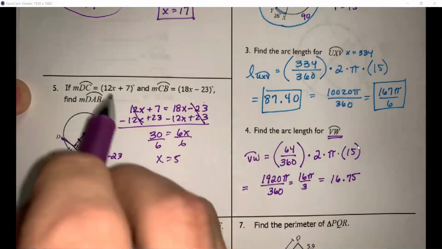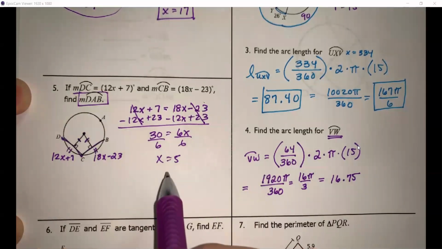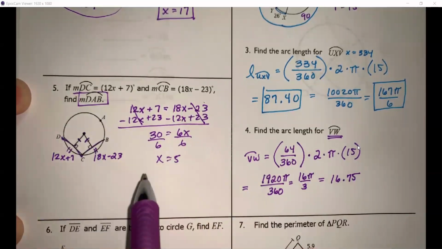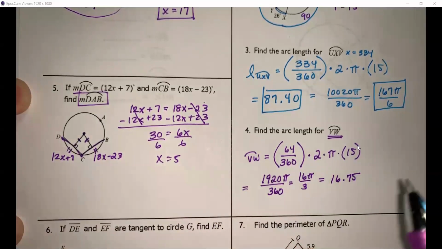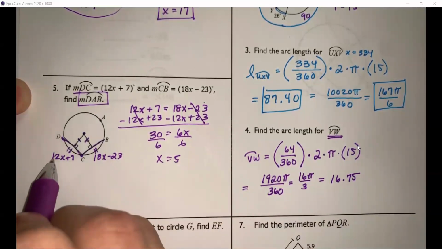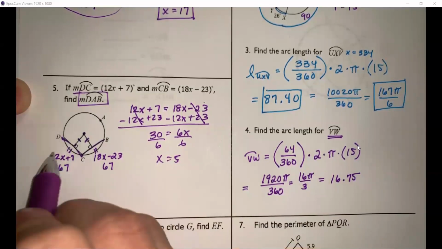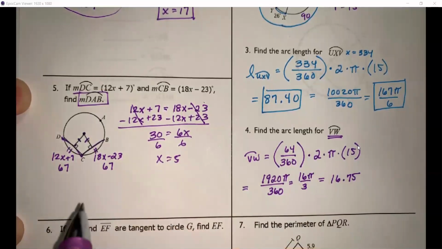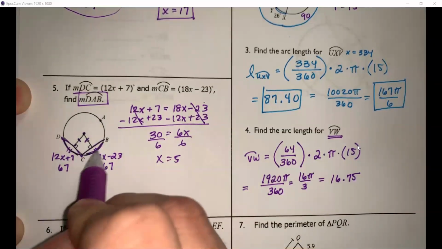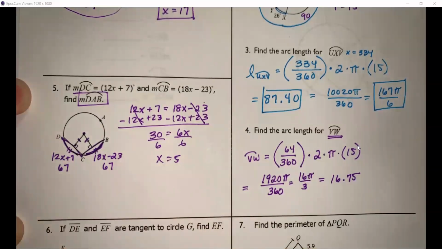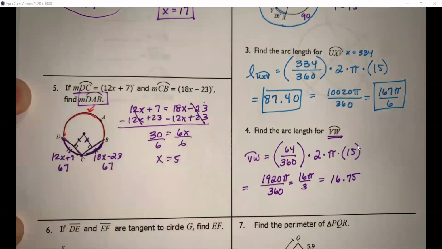Granted, they're not asking for the value of x, they're asking for the measure of DAB, and that's not as straightforward. I know that with x equals 5, I can plug it into those two. Let me plug it into this one. If I plug in 5, I'll get 60 plus 7, so I have 67 degrees. If this arc is the same as that arc, then they're both 67 degrees. That gives me the arc measure of these two, but that's not the one they're looking for. What they really want to know is this one right here, the one I have in red.